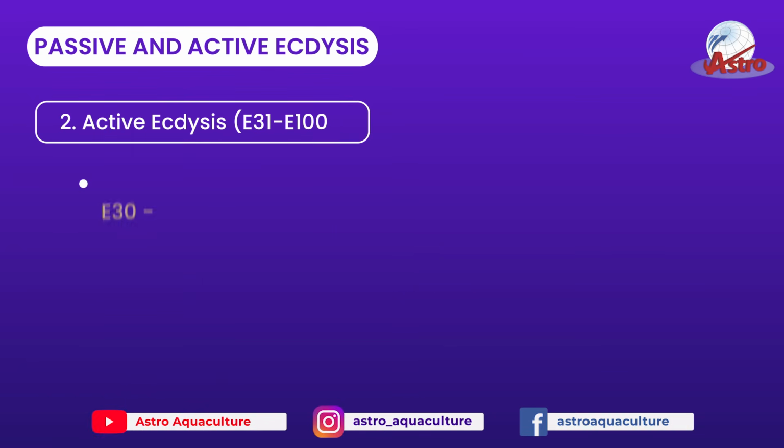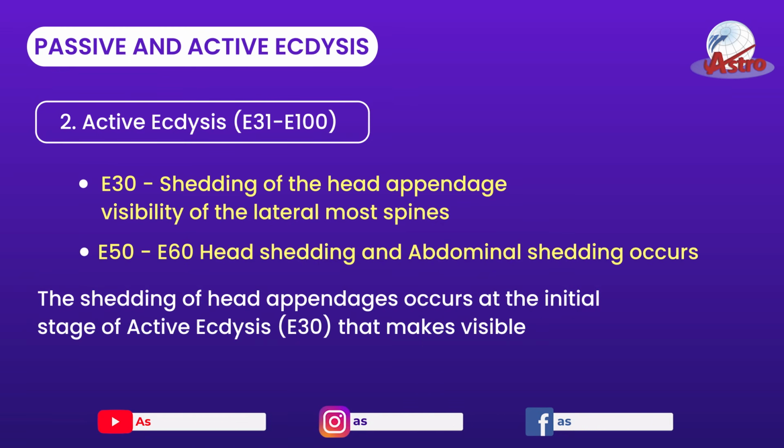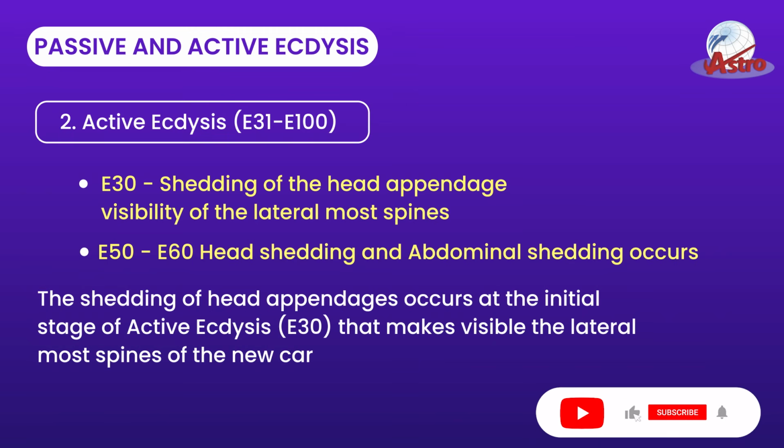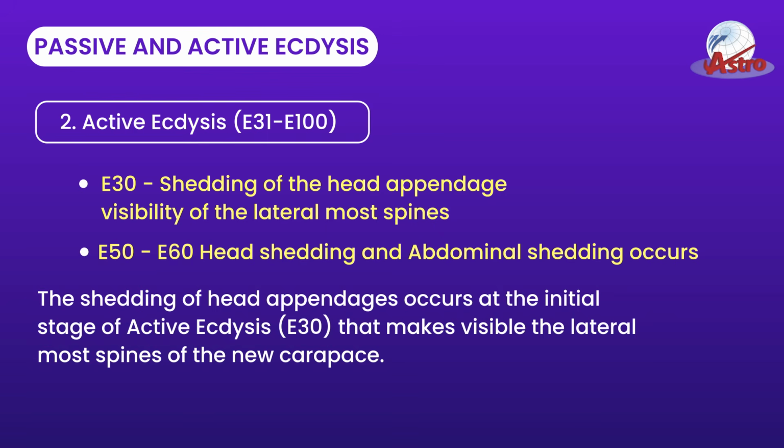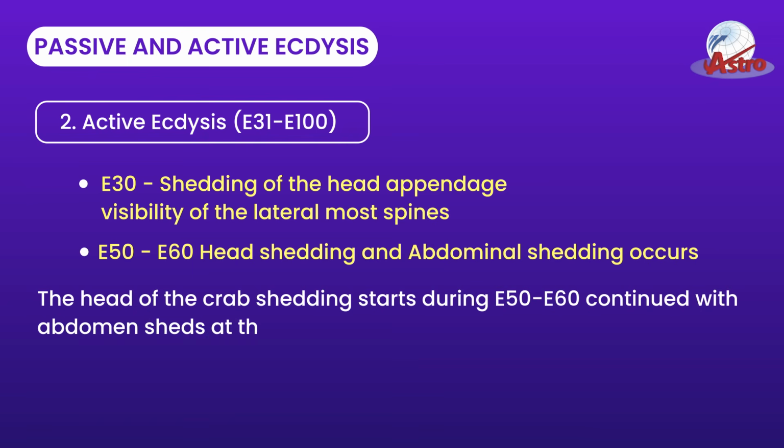2. Active ecdysis A31 to A100. The shedding of head appendages occurs at the initial stage of active ecdysis, A30, that makes visible the lateral-most spines of the new carapace. The shedding of the crab's head starts during A50 to A60, continued with the abdomen shedding at the same stage.